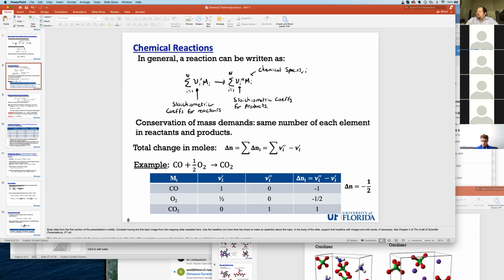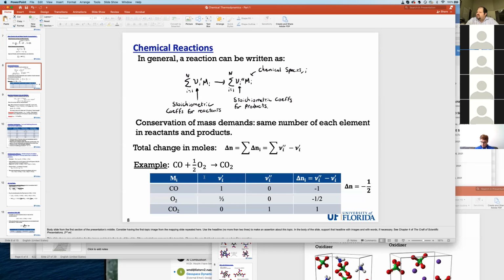Now notice that conservation of mass demands that we have the same number of each element in the reactants and the products. That is, if we have one carbon atom on the reactant side, we can only have one carbon atom on the product side. That is a consequence of conservation of mass. I'm not going to prove that in this class. That was proven in the previous combustion class, but we can take that as a fairly intuitive result that you have probably been using since high school. However, while mass is conserved, moles can be created and destroyed.